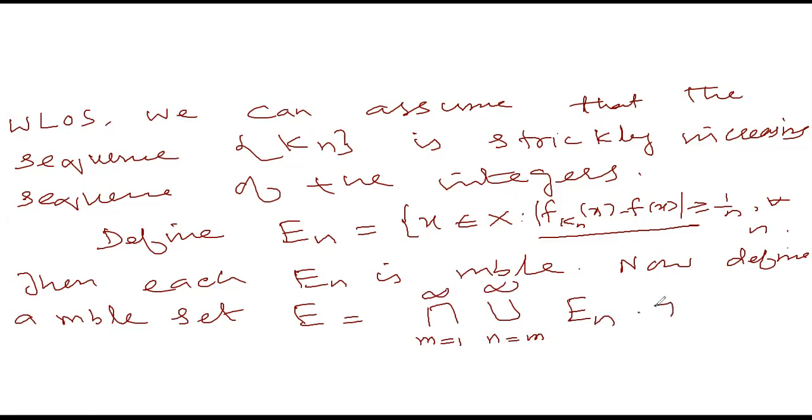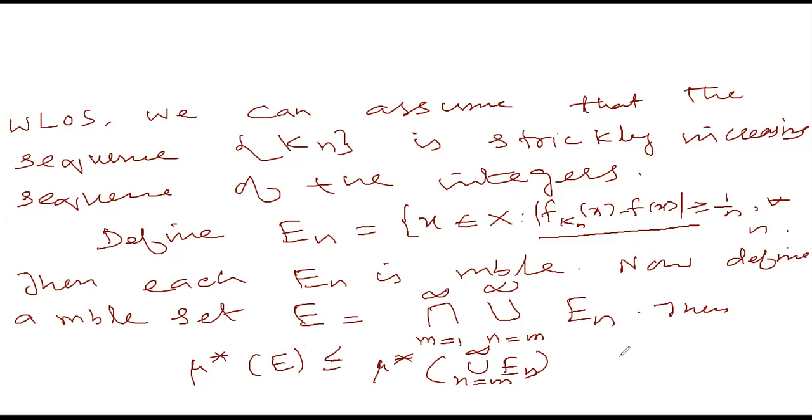Then you can see this mu star of E is equal to mu star of this intersection of unions. But this intersection of unions is smaller than the union, so it's less than or equal to, if I remove this intersection, mu star of the union E_n, n runs from m, m runs from 1 to infinity.